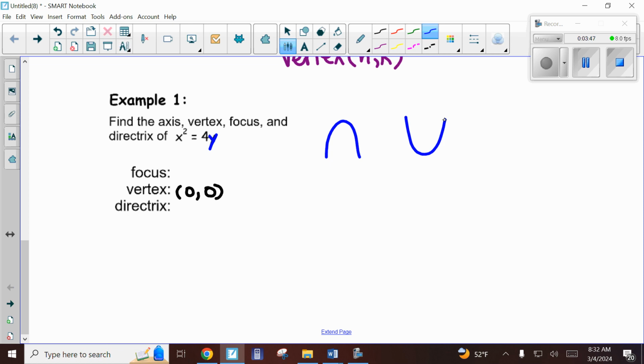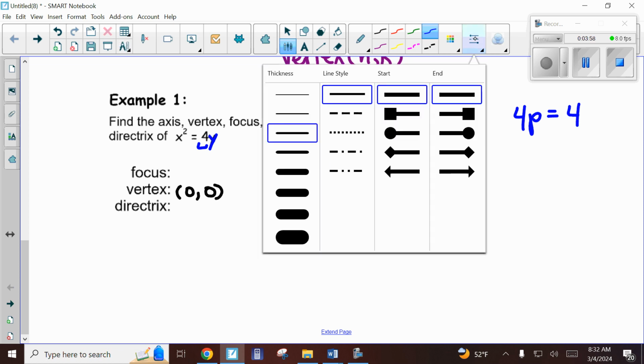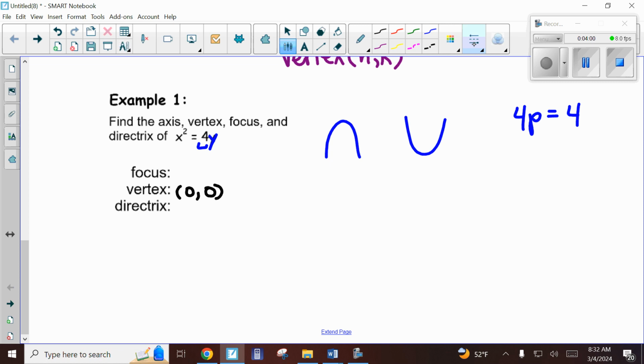To figure out which way specifically it goes, you're going to take the number from the front, this guy right here, and you're going to set it equal to 4p. Now what we're doing here is actually finding the distance between the vertex and the focus point. So if I just divide this by 4 and divide this by 4, that means p is equal to positive 1. So if I have a graph that's going down or up, because this is positive, that means it's got to go up.